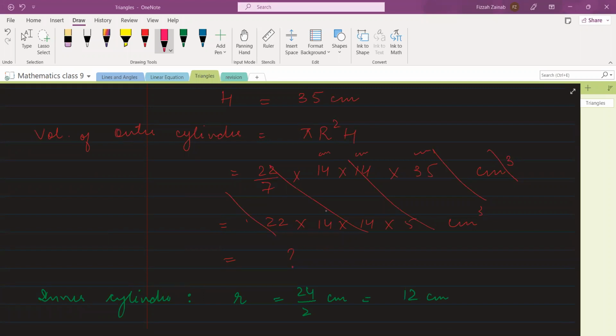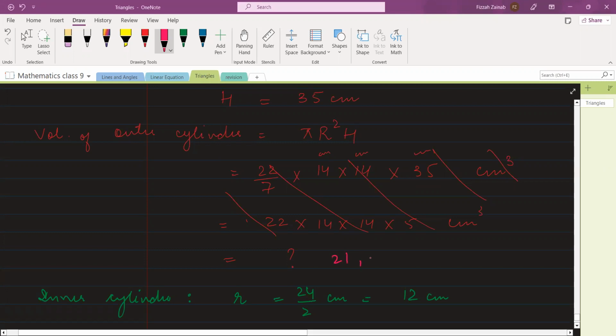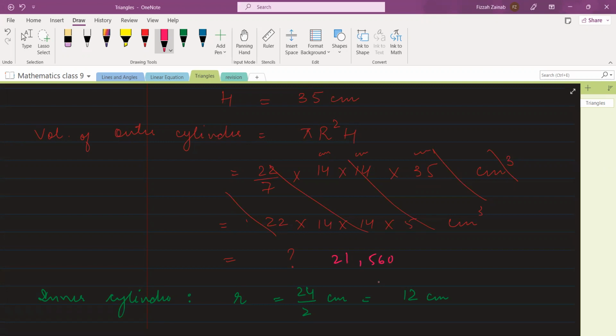Okay, let me just check if I find it out separately. What should I get here? Just 1 minute. 14 into 14 into 35 divided by 7. So in that case, I'm getting here 21560. Okay. And for the other one, what will I get? 22 into 12 into 12 into 35 by 7. So I will get this 840.